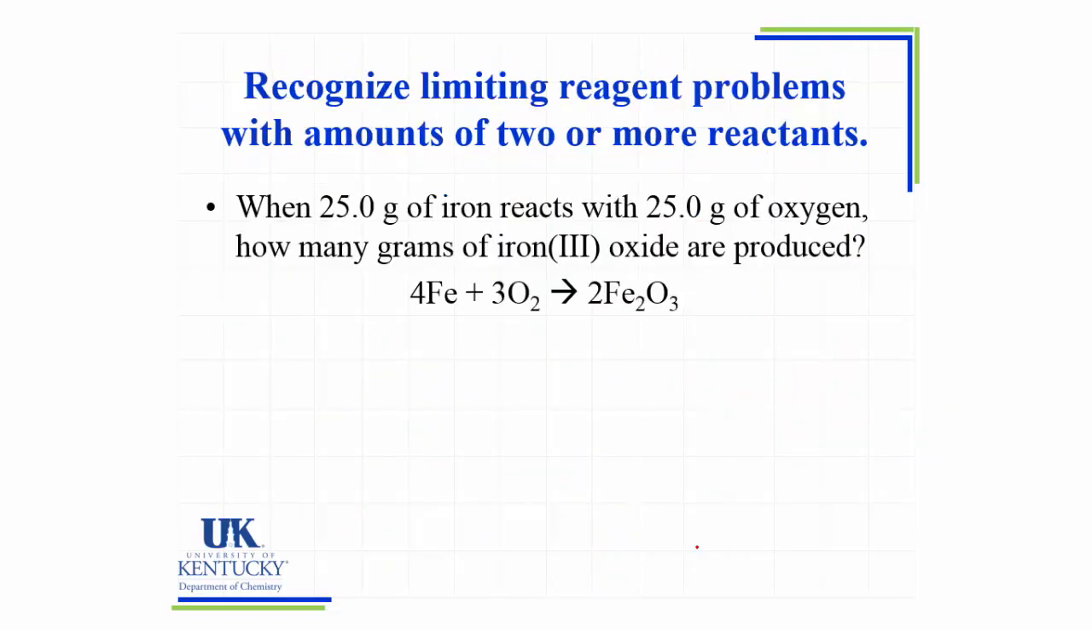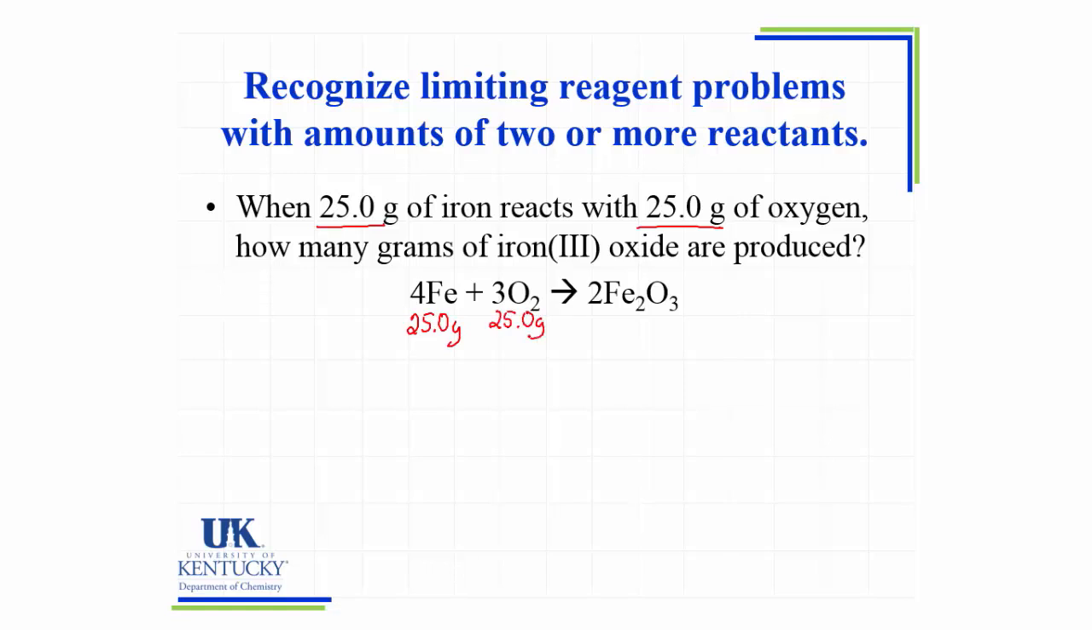Now, how do we recognize that something is a limiting reagent problem if we're not told that it is? What we want to look for is to see if we have amounts of 2 or more reactants. In this case, we're given a balanced equation of iron plus oxygen yields iron oxide, and I see that I have 25 grams of iron and 25 grams of oxygen. Because I'm given the amounts of both of these substances, I don't know which one is going to be limiting.